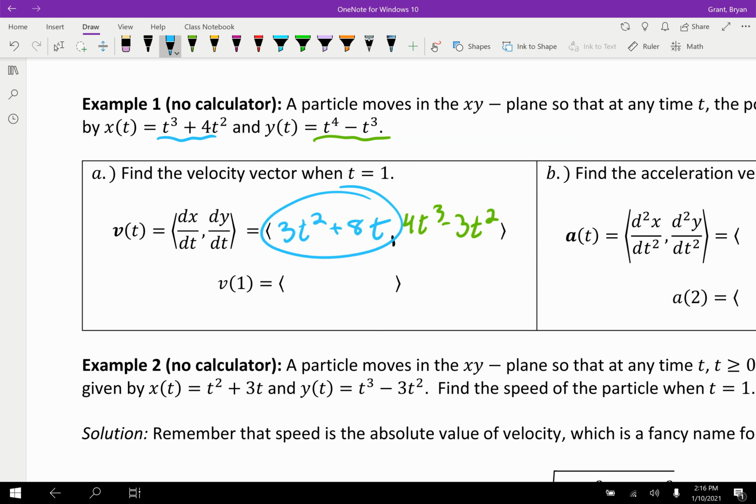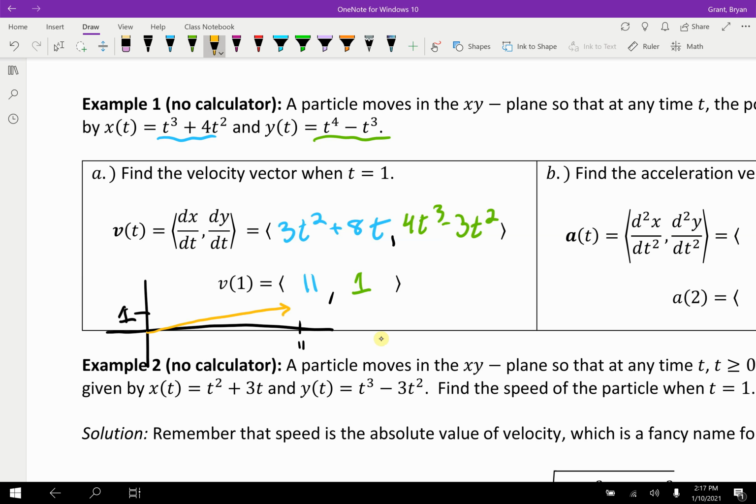So substitute 1 into each component. 3 and 8 gives us 11. And 1 over here, 4 minus 3, gives us 1. Therefore, the velocity at 1 is defined by the x distance of 11 and the y distance of 1, which shows us, if you wanted to think about this graph, right, here is 11 out here, here is 1, that our particle is moving with a velocity that is being pushed in that direction.